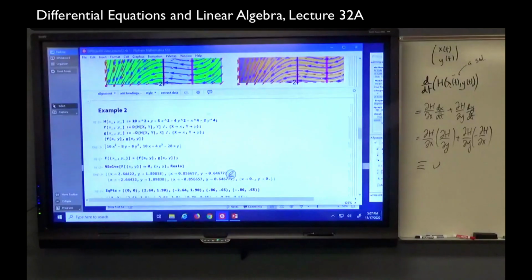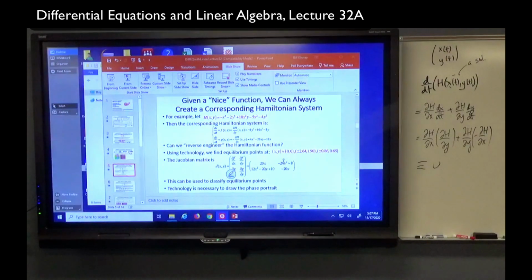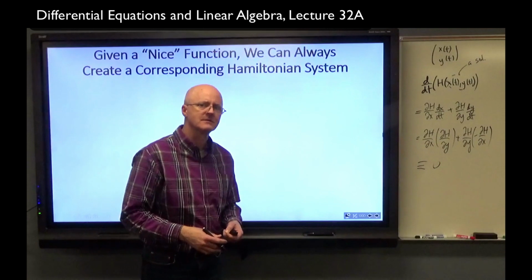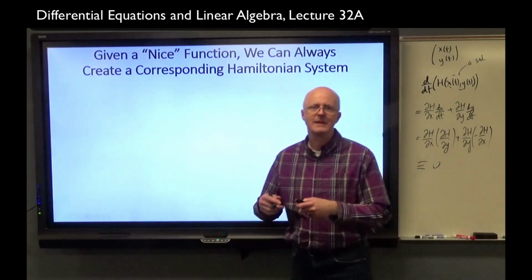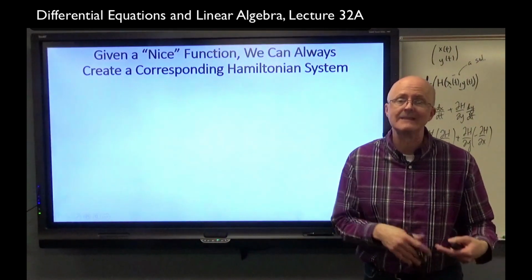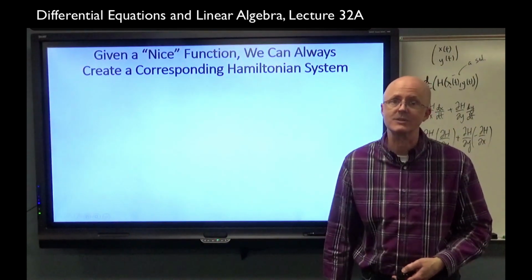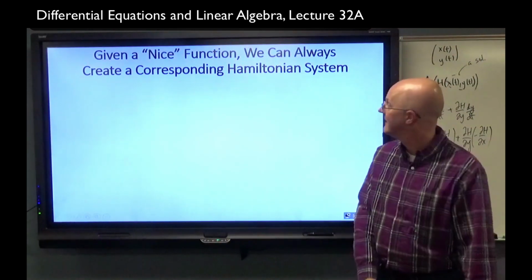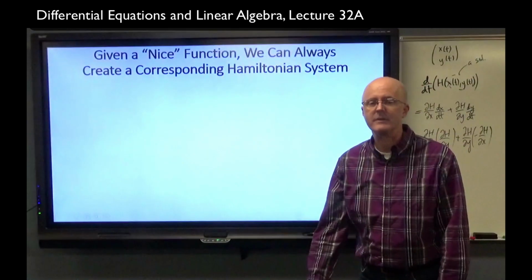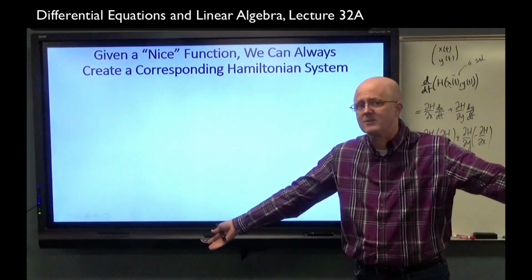Now let's do a more complicated example. And let's also sort of go in reverse. In the previous example, we have the system, and we figured out the Hamiltonian function. This time, let's start with the Hamiltonian function and figure out the system. In fact, any nice function can correspond to a Hamiltonian function. I can let h be any nice function.